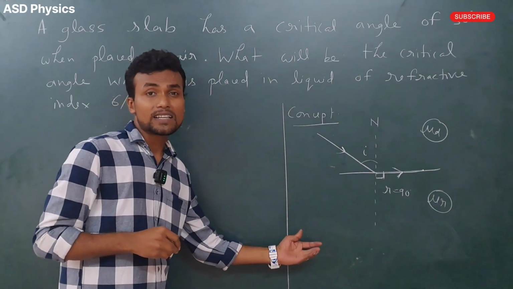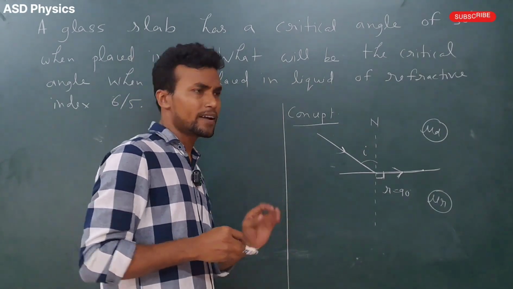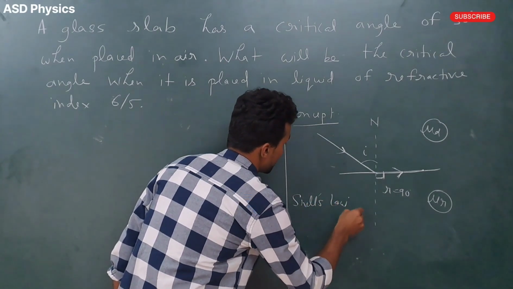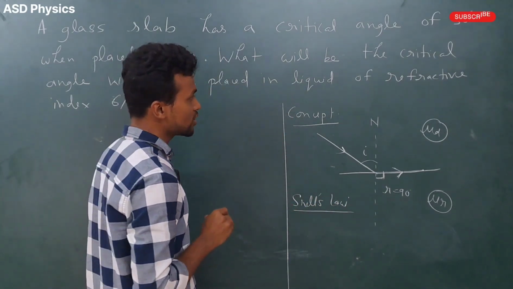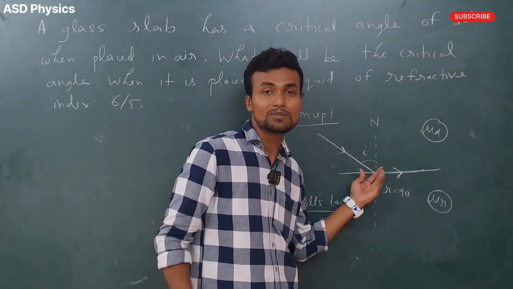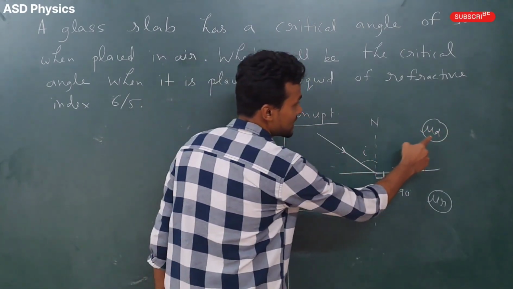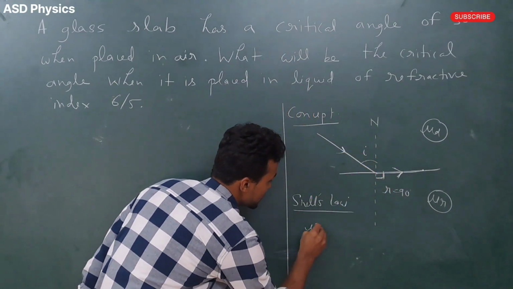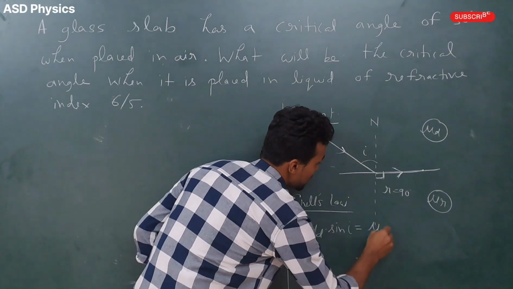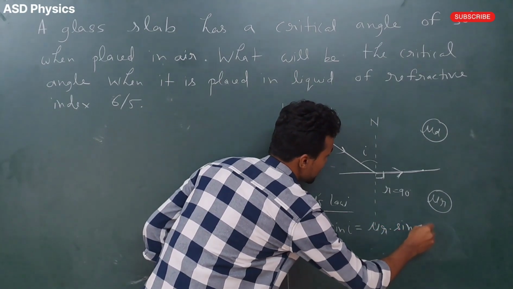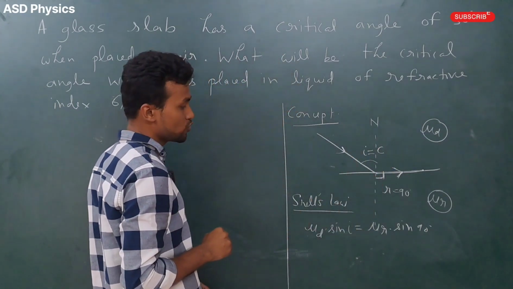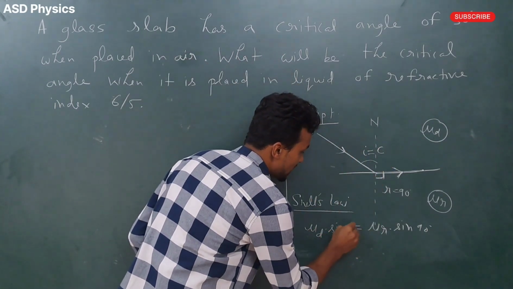So for critical angle, if we want to make the formula of the critical angle, we have to use the Snell's law. So here I am writing the Snell's law. And according to Snell's law, what will be there? The product of refractive index and the corresponding angle will be always constant. So let me write here mu d and here angle I. So I can write here mu d into sine I equals mu r into sine 90 degree. And as I told that this is the critical angle, so we can write here I equal to C.